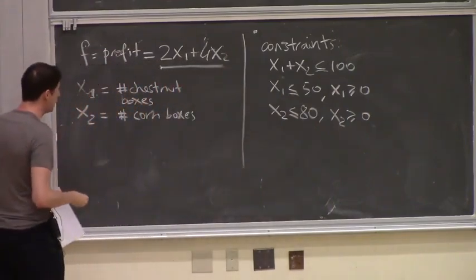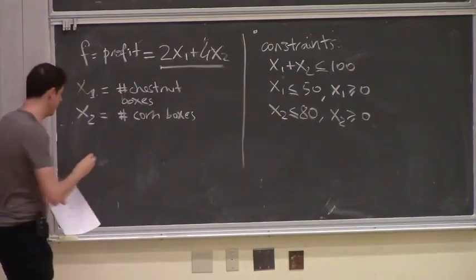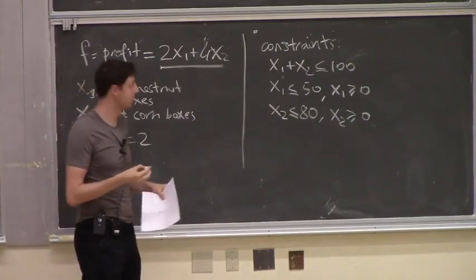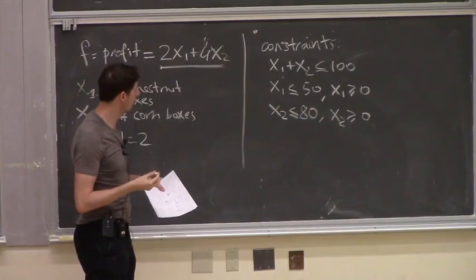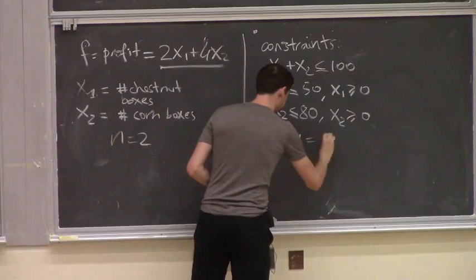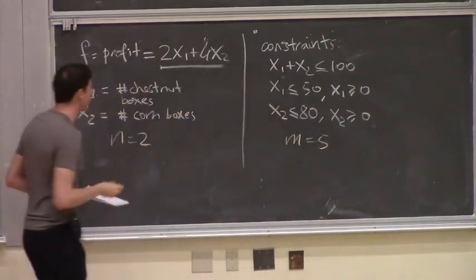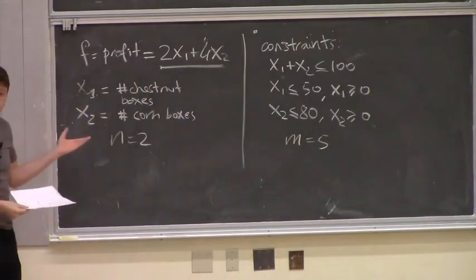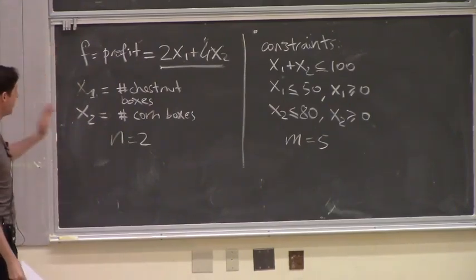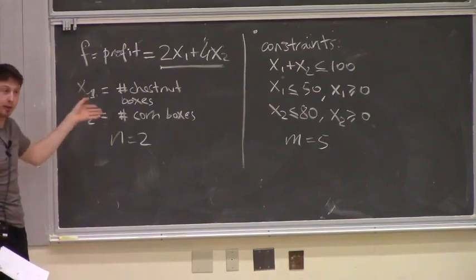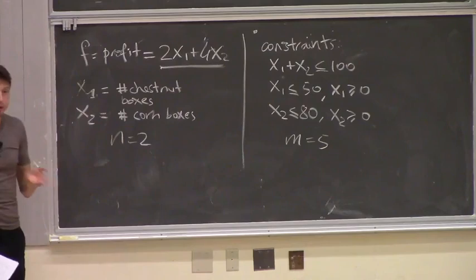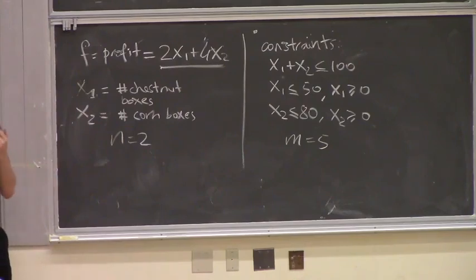Okay? So how many variables do we have? We have 2. Okay? How many constraints do we have? 5, right? 1, 2, 3, 4, 5. Okay, so we have written a linear program. So that particular problem up there, we were able to encode into an instance of a linear programming problem. The big question is, after you've written it, how do you solve it, right?